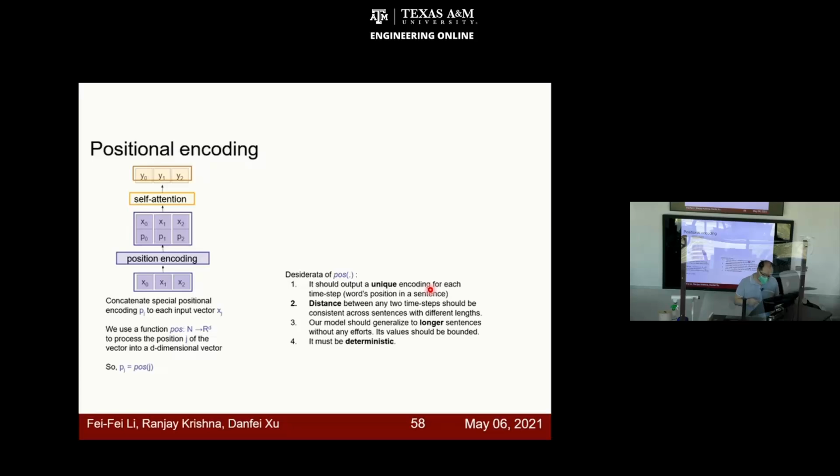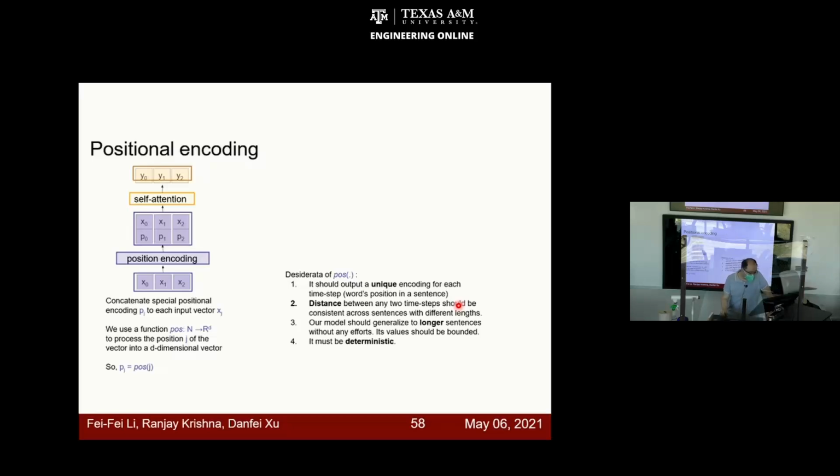Secondly, the distance between any two time steps should be consistent across sentences with different lengths. So in other words, if you do this mapping, right, and the resulting two time steps, the position of i minus position of j, this so-called distance should be consistent no matter what the length of the input sentence is. You could have a long sentence, short sentence, but this distance should be consistent. Okay? That's another reason you probably don't want to use just 1, 2, 3, 4, 5.